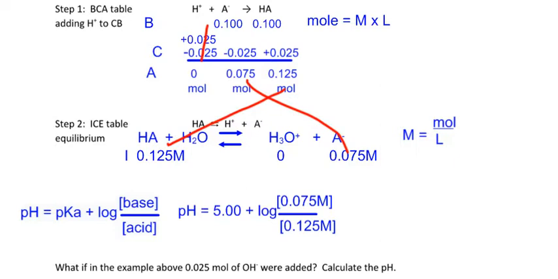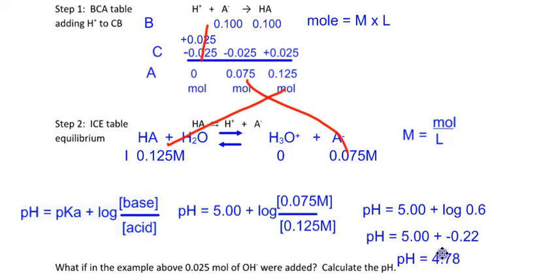So hopefully you are using your calculator. And what is 0.075 divided by 0.125? Did you get 0.6? Okay, and this is less than 1. So what kind of a number should I expect this term here to be? I should expect it to be a negative number, which indeed it is. And if you do the math, you got 4.78.